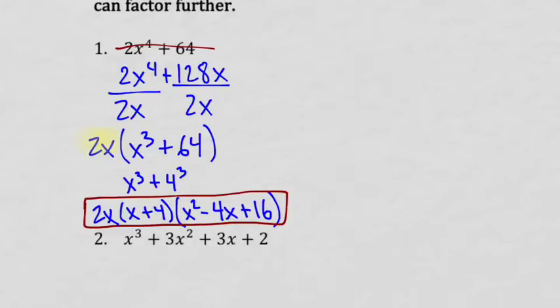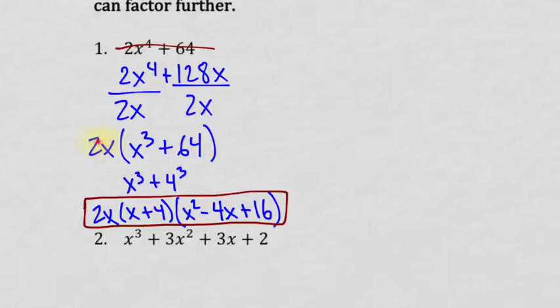Alright, and here's my work. 2x to the fourth plus 128x. I started by identifying the GCF, which is 2x. So I divide both by 2 and also by x because they both have an x. So the 2x comes out, and then what's left from this division is x cubed, and from this one is just 64. Then I took the x cubed plus 64.